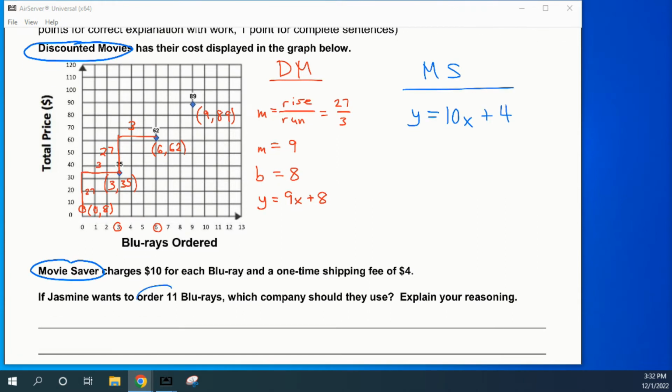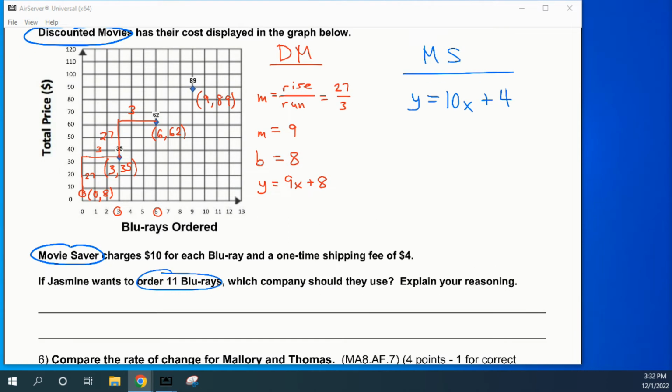It says if Jasmine wants to order 11 Blu-rays, which company should they use? Here's where you're just going to substitute in. The x is going to be our Blu-rays, and it does say in our graph here that x is Blu-rays. So to find the total for Movie Saver, we're going to take 10 times 11 and add 4 to that. 10 times 11, making sure my calculations are accurate, is 110, plus 4 is 114. So the total cost for Movie Saver is $114 for 11 Blu-rays.